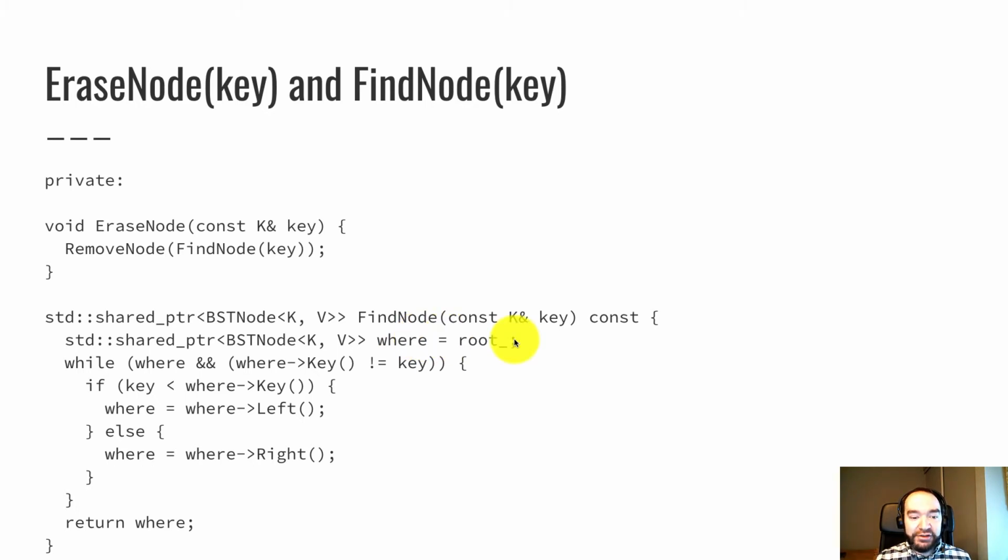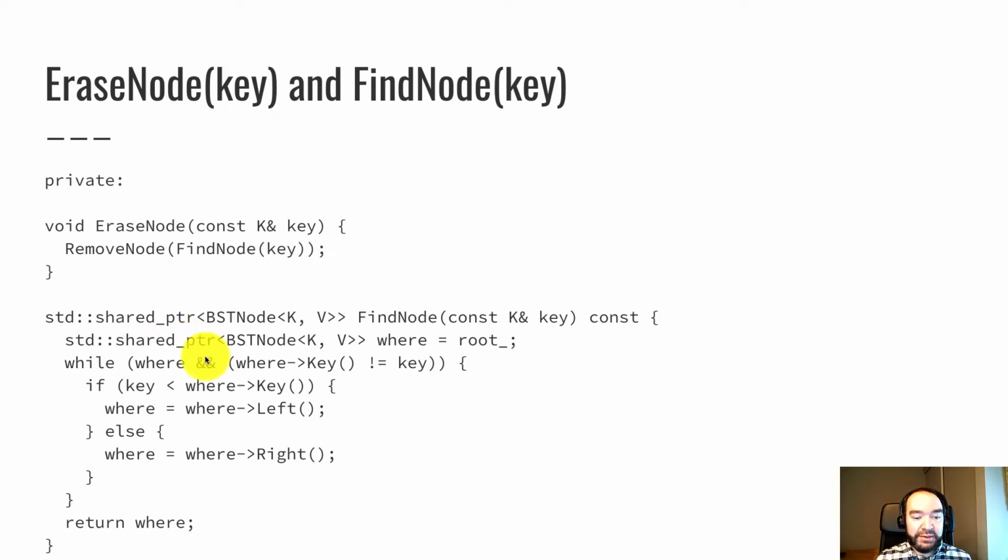It starts at the tree's root, and we keep going until the search is over. There are two ways the search can stop. It can stop if where becomes null, because we went all the way down to the bottom of the tree to a leaf, kept going down, and didn't find what we wanted. Or the search can end if where is pointing at a node that has the key we're looking for.